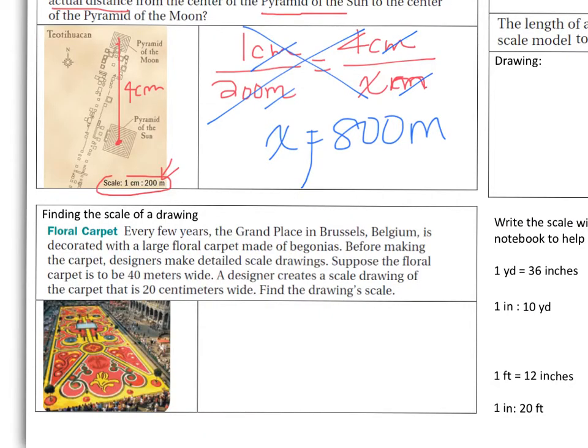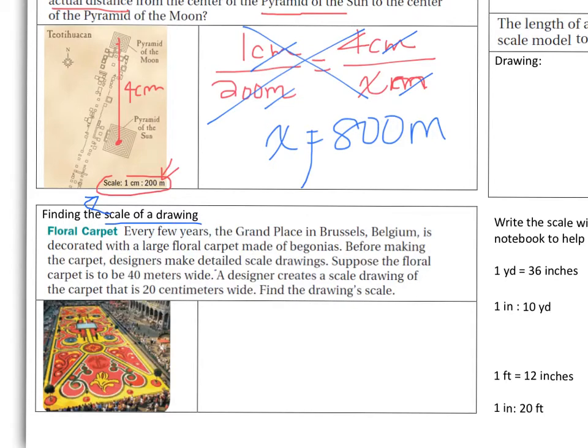Finding the scale of a drawing. For this problem we need to find something like this. Let's read. Floral carpet. Every few years, the Grand Place in Brussels, Belgium is decorated with a large floral carpet made of begonias. Before making the carpet, designers make detailed scale drawings.